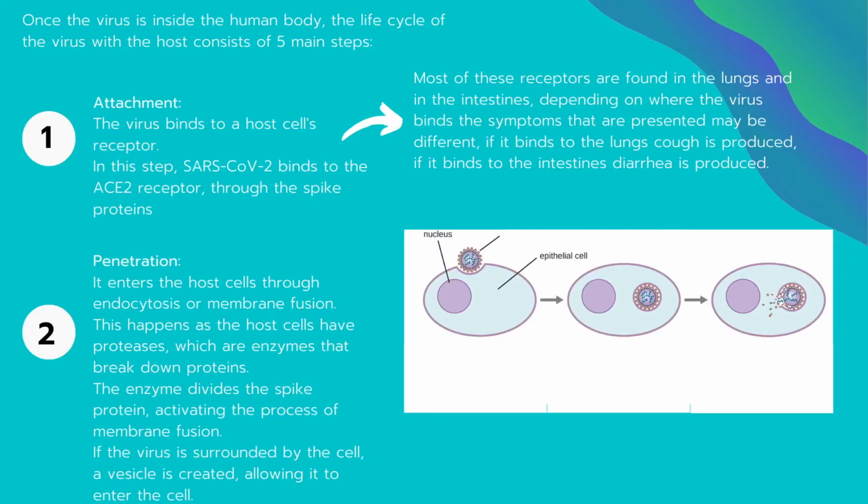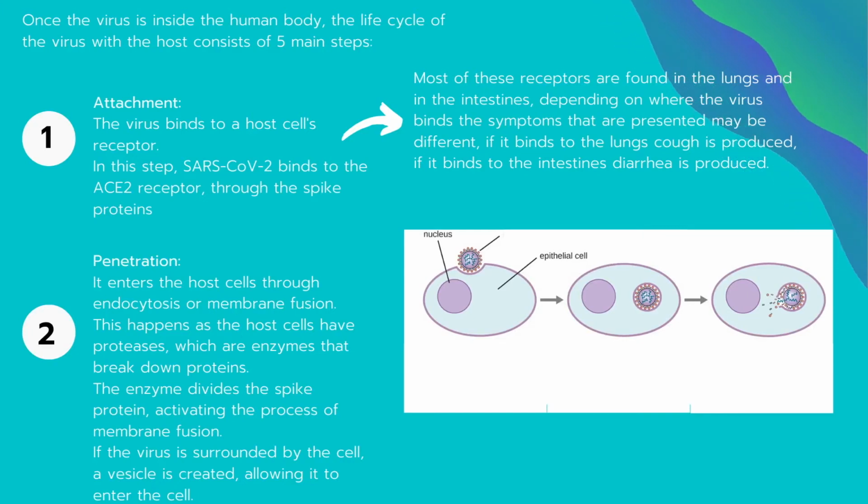Once the virus is inside the human body, the life cycle of the virus will consist of 5 main steps. First, attachment. The virus binds to the host cell's receptor. In this step, SARS-CoV-2 binds to the ACE2 receptor through the spike proteins. Most of these receptors are found in the lungs and in the intestines, so depending on where the virus binds, the symptoms that will be presented may be different. If it binds to the lungs, cough is produced, and if it binds to the intestines, diarrhea is produced.